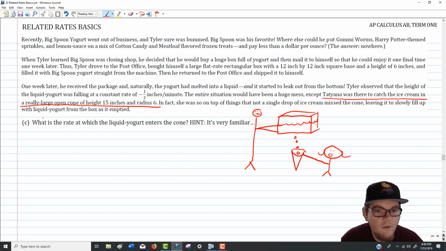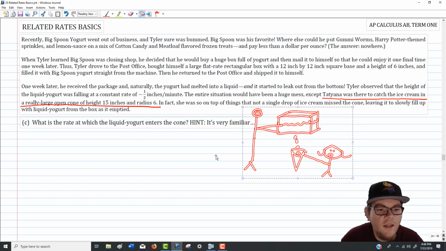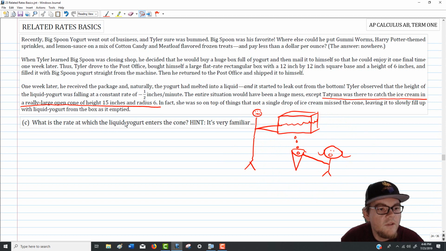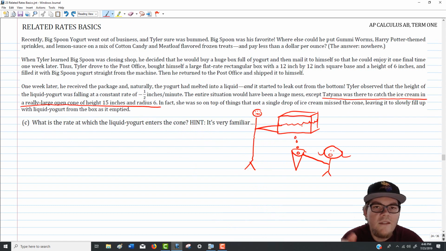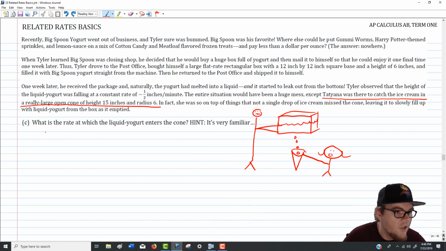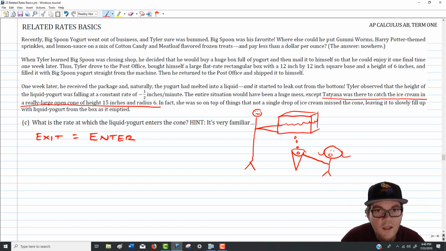So now the first question that we're asking with part C is not actually about the amounts, or anything super hard. It says, what is the rate at which liquid yogurt enters the cone? Well, think about this for a second. If the yogurt is leaving the cone at, I think it was 72 inches cubed per minute, that same yogurt exiting is entering into the cone. So basically the exit rate is going to equal the enter rate.